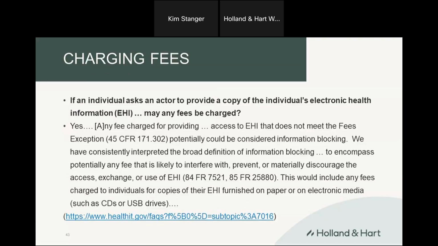What about charging fees? Well, as I mentioned earlier, yeah, charging fees is presumptively a violation unless you can fit within the fee exception. So you'd want to look at that. They've stated in the answer to this FAQ, we have consistently interpreted the broad definition of information blocking to encompass potentially any fee that is likely to interfere with, prevent, or materially discourage the access, exchange, or use of EHI. This would include any fees charged to individuals for copies of their EHI furnished on paper or electronic media.